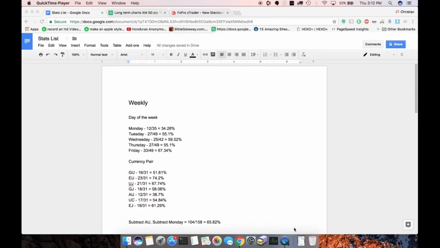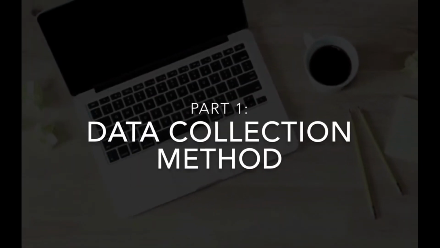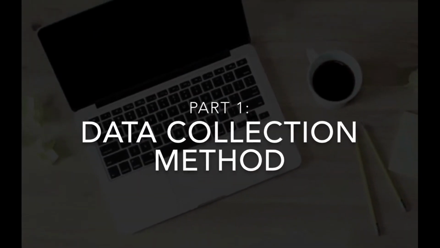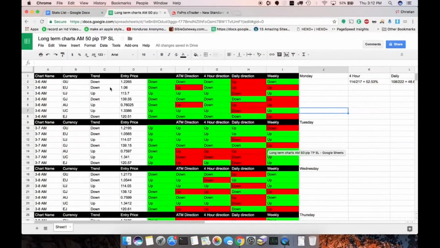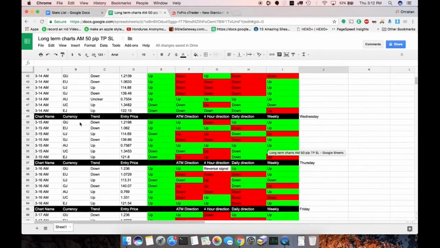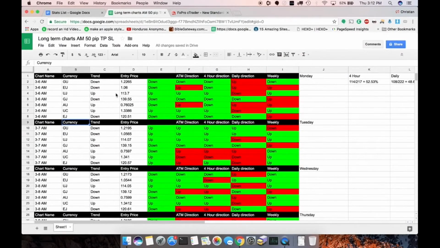Let's see, I'm going to break this up into a few different parts. The first one is the method of how I collect data. Okay, so we get here, you see all of this data, it looks all put together.